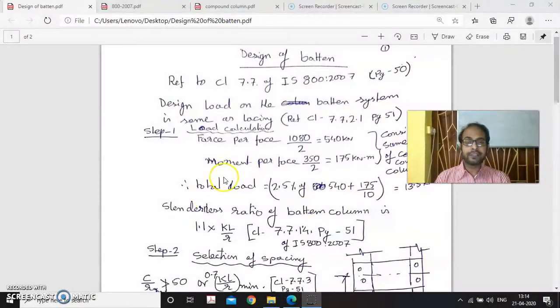Hello students. Today we are going to discuss the design of batten. Here we are going to refer to the same problem that we have discussed in the design of compound column. We will take that load. So we have to refer to clause number 7.7 of IS 800/2007, page 50, for this design.